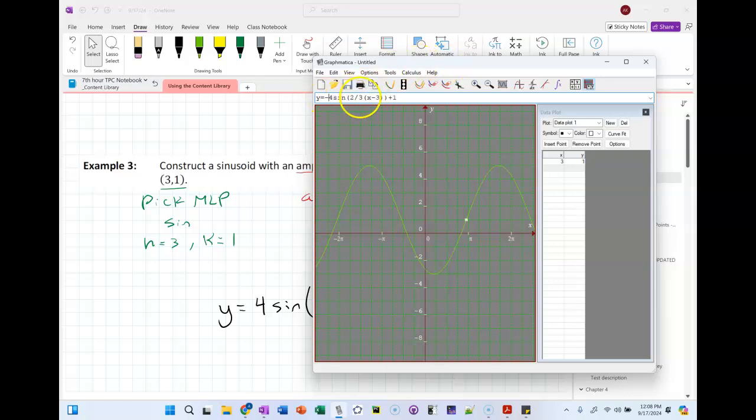Or if I use negative, different graph, but guess what? It still goes through 3, 1, still has the same amplitude, still has the same period. So it's still correct. It meets all the specifications, even though it's technically a different graph. It's fine. Is that okay?